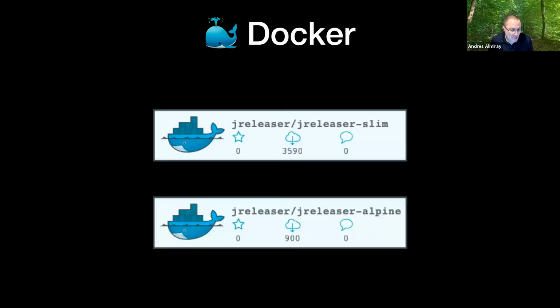You may also launch JReleaser via Docker images. So we provide 2 versions. The first one is for Ubuntu, and the second one is based on Linux Alpine.